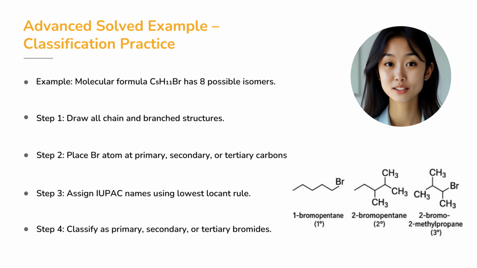Step 3. Using the lowest locant rule, we assign the IUPAC names. The figure clearly shows how the names follow the rule: 1-bromopentane, 2-bromopentane, and 2-bromo-2-methylpropane. Step 4. Finally, classify the bromides as primary, secondary, or tertiary based on where Br is attached. Again, the figure helps guide us. Each structure's classification is visually shown for clarity.